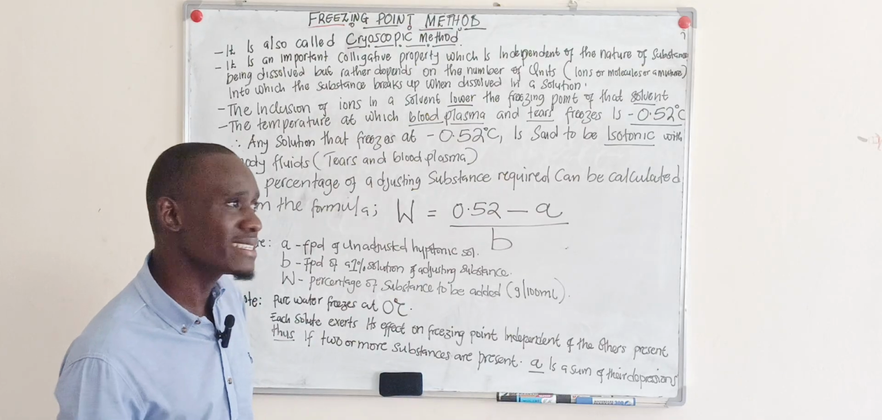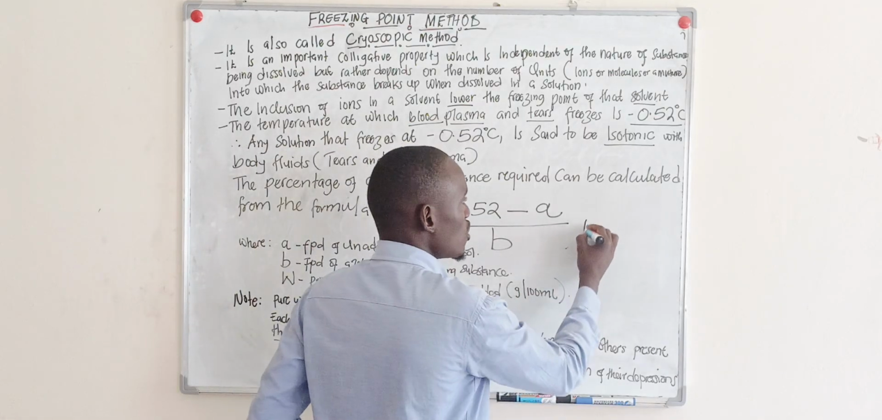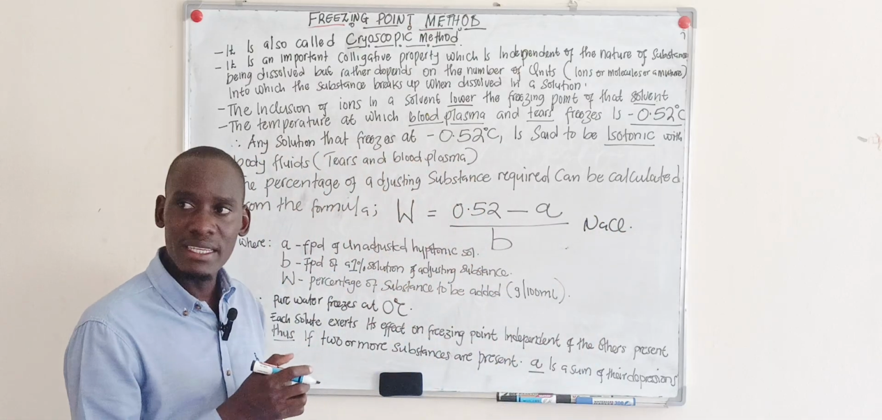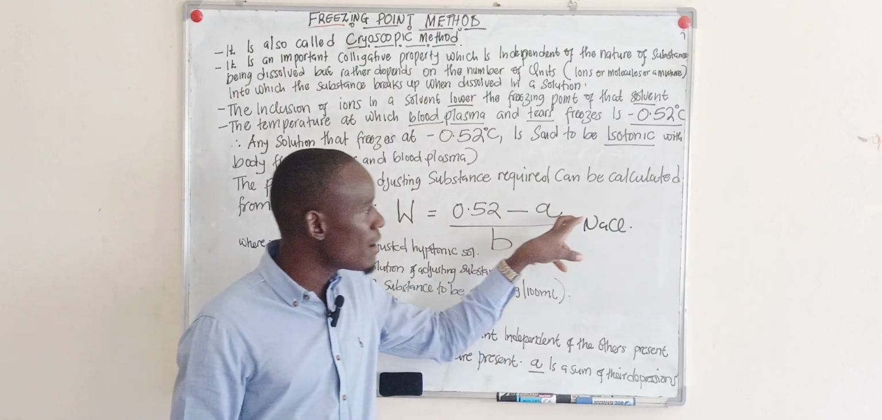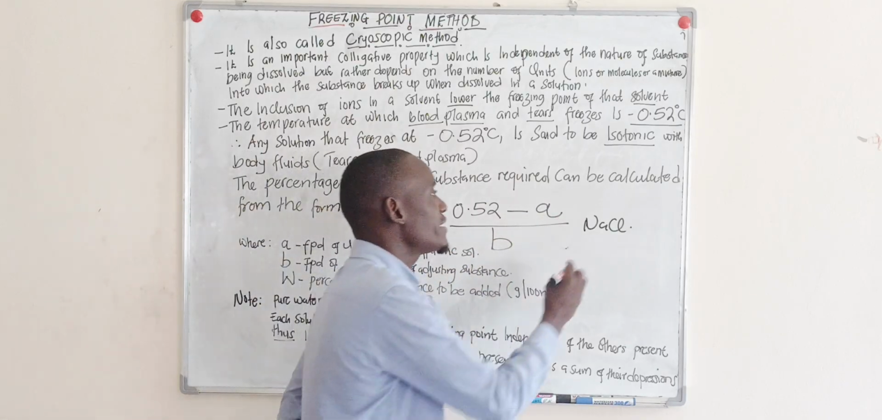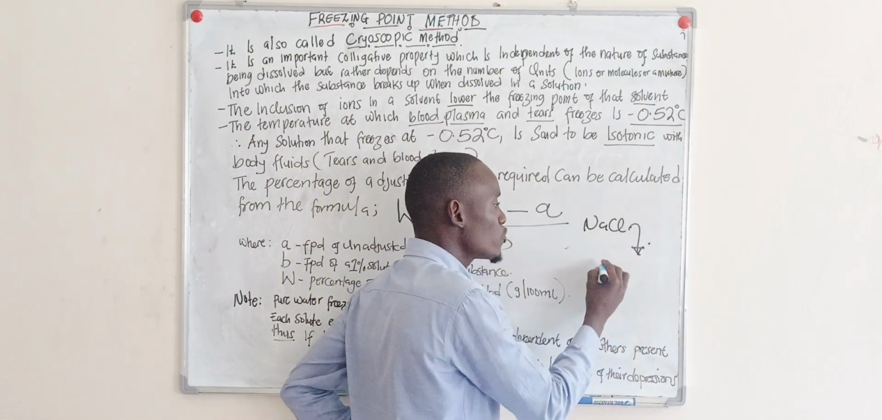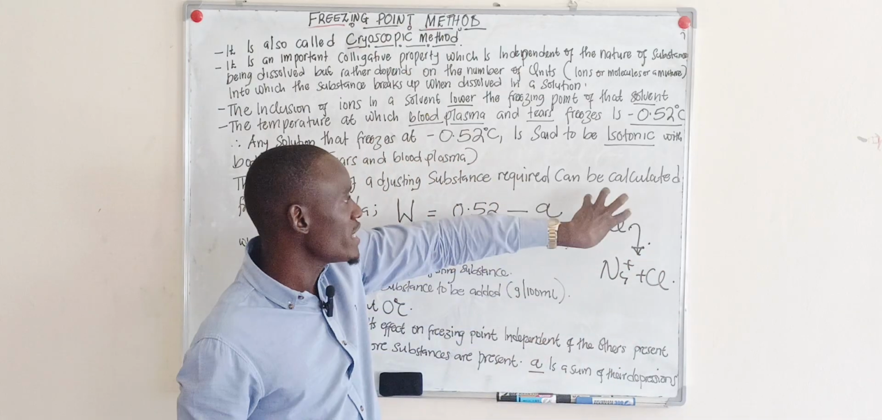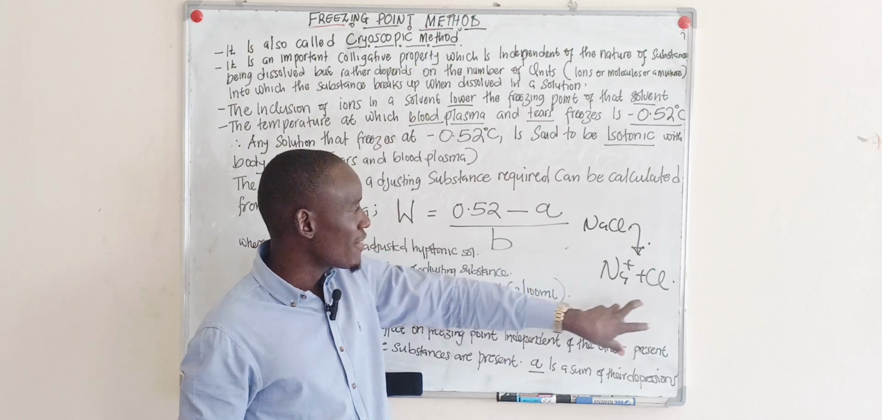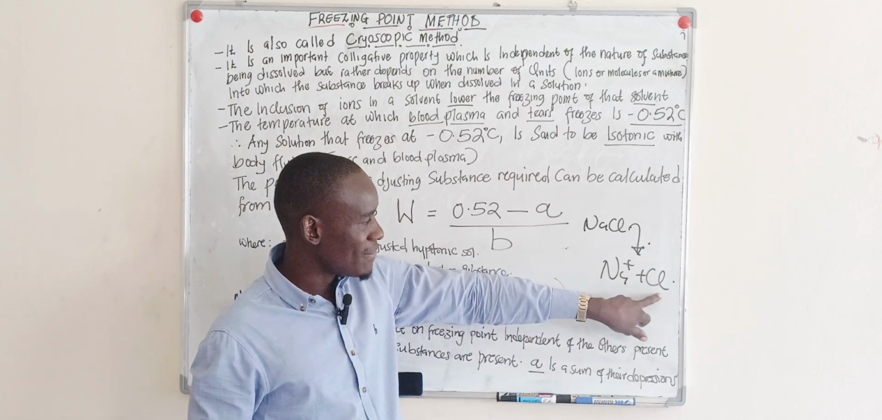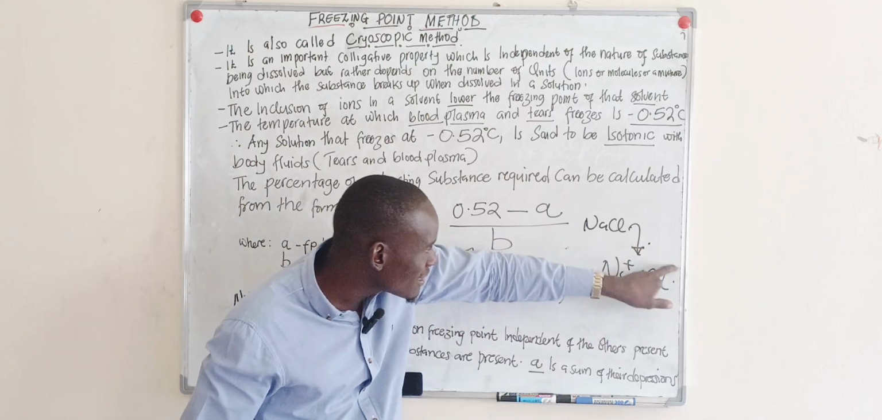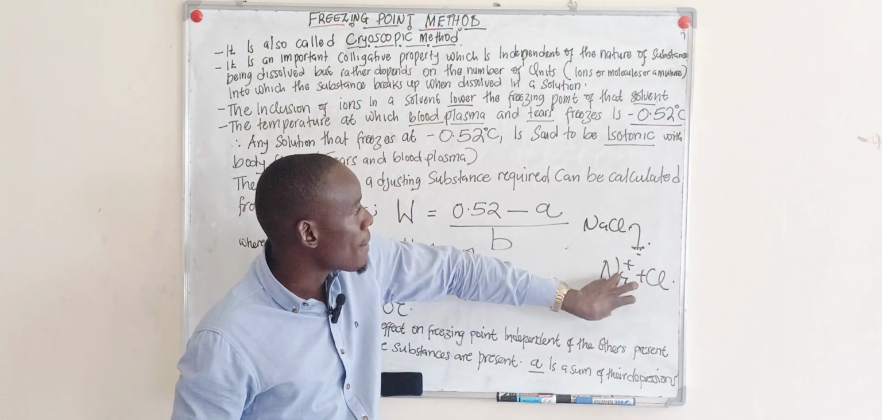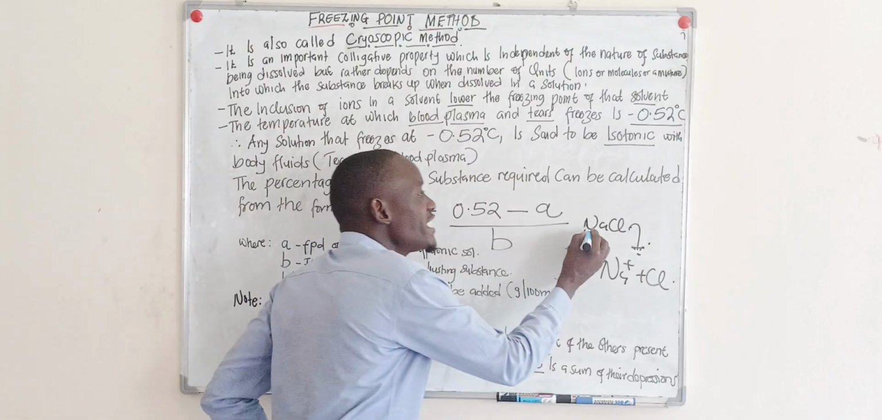We can take an example of sodium chloride. Sodium chloride is an electrolyte, and given it is an electrolyte, it means that when sodium chloride is dissolved in water, it is going to dissociate into sodium ions and chloride ions. So sodium chloride forms two ions, that's sodium ion and chloride ion. And this is what freezing point depression depends on, but it doesn't depend on the nature of the substance.